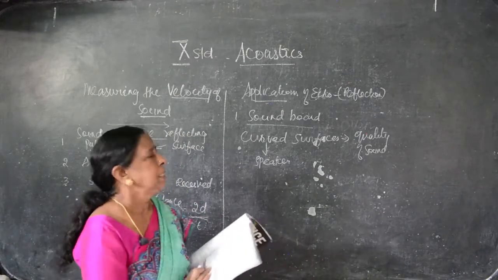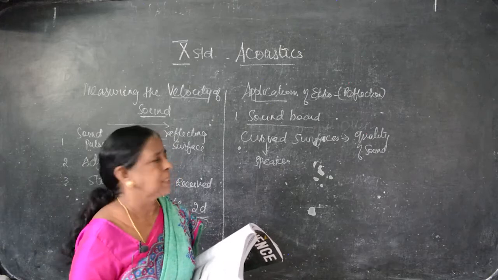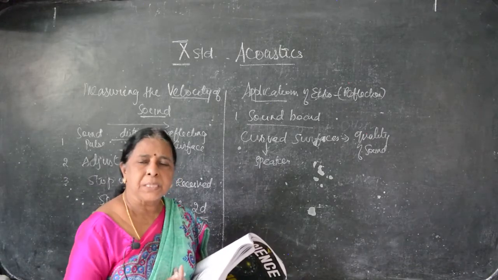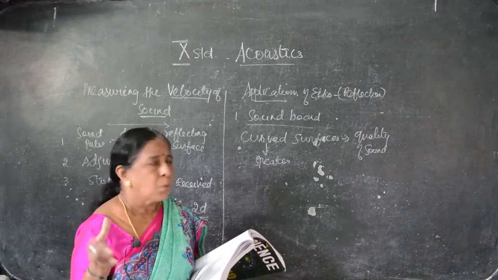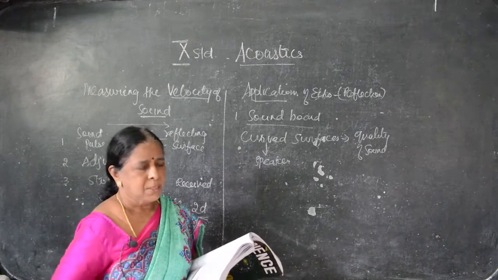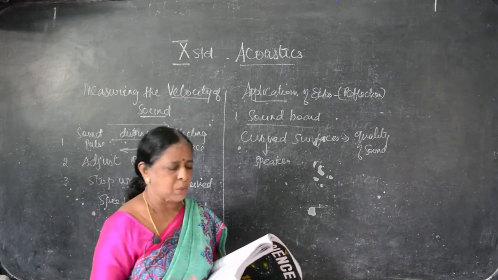One is the soundboard. What are you using in the soundboard? Curved surfaces, that is convex mirror or convex lens. What for are you using the curved surface? To get the quality of sound clearly. Then the speaker should be there to reproduce the sound, to increase the pitch of the sound wave.